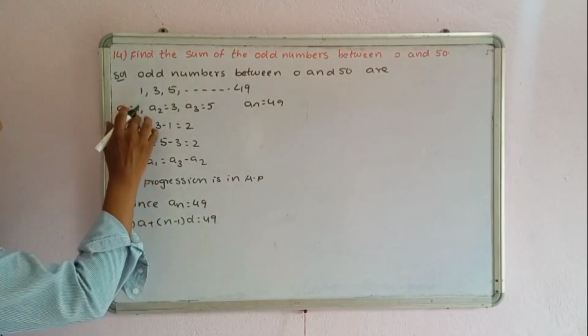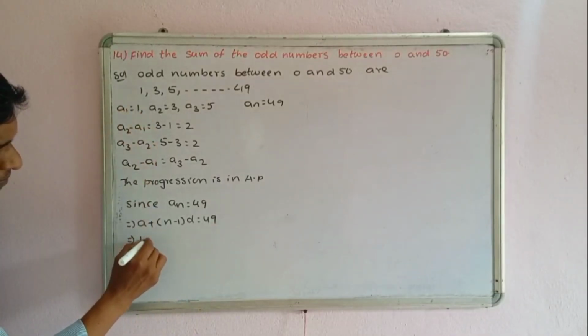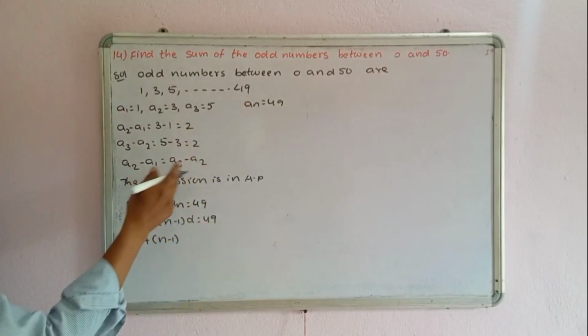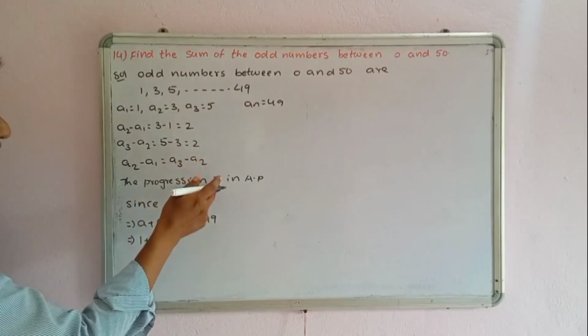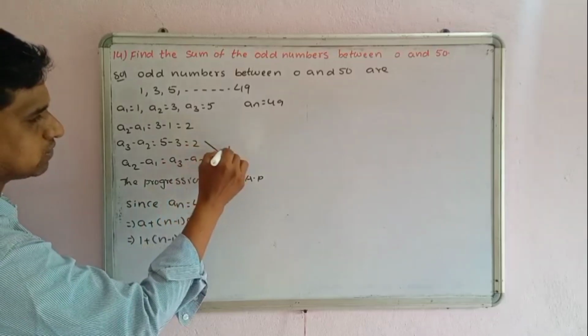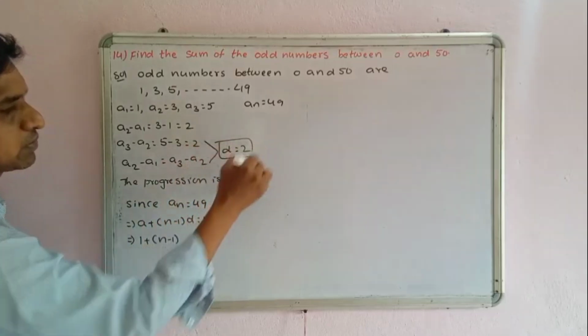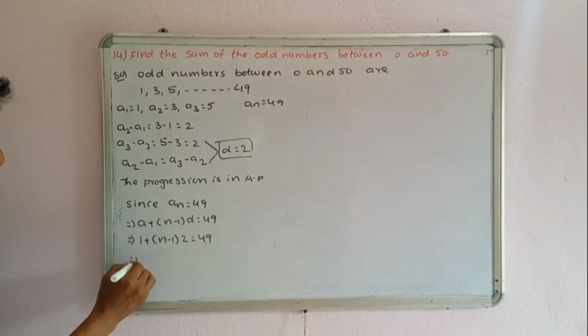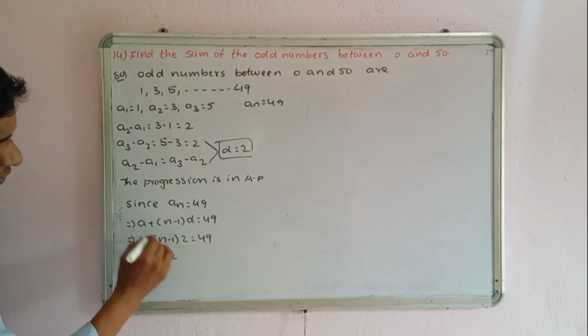So the value of a is 1, plus n minus 1, into d. The common difference is the same, so this is called d. d equals 2. Okay. So 1 plus n minus 1 into 2 equals 49.